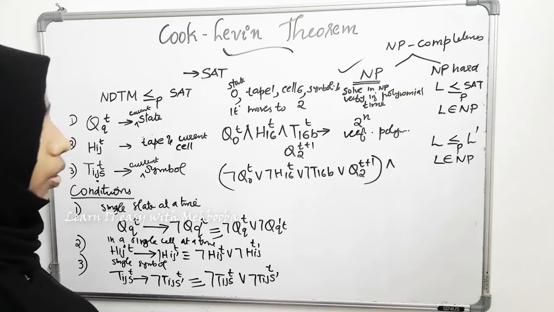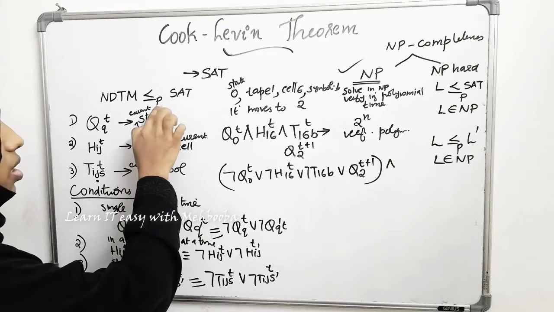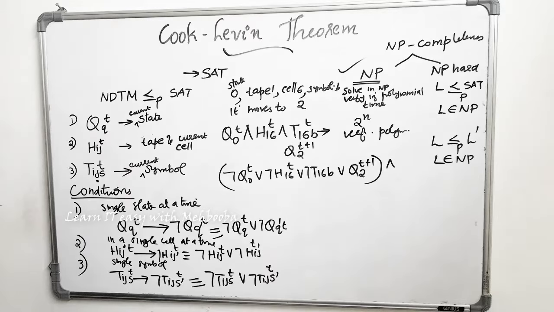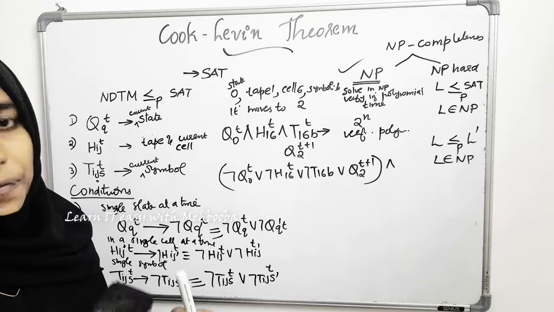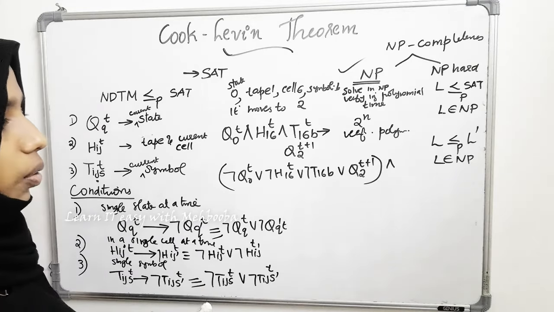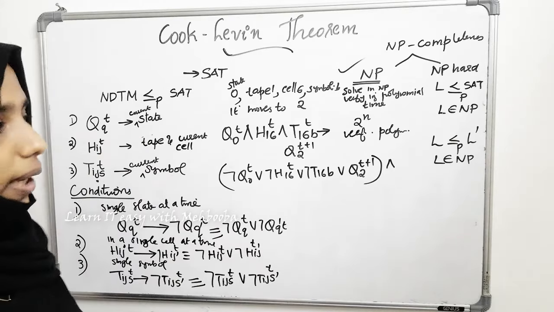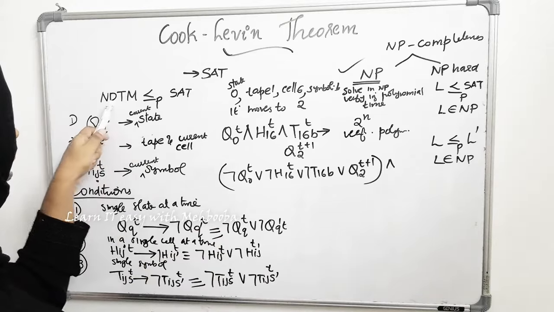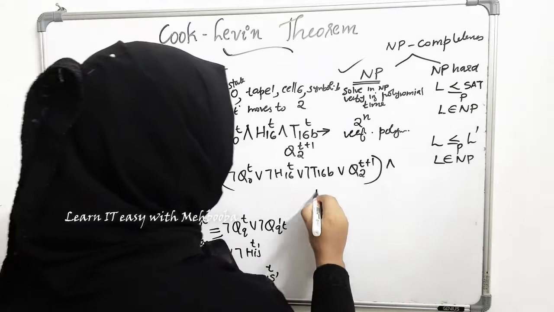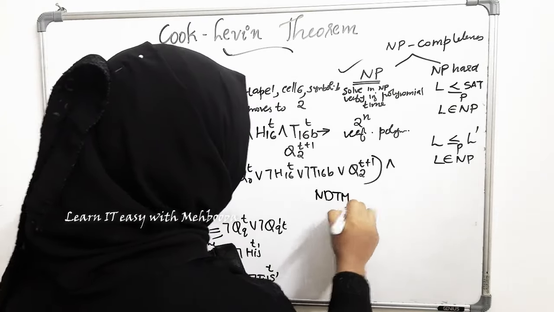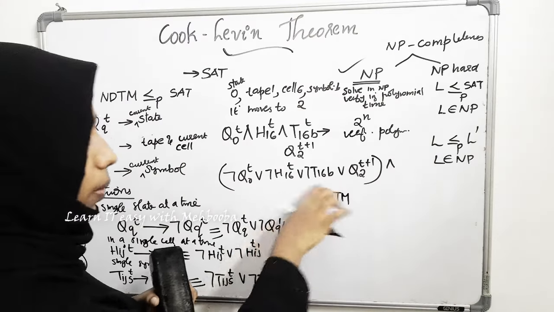Now the next thing is the reduction should be done in polynomial time. See, there can be lots of clauses, but we still have a finite number of states. Okay, so this can still be done in polynomial time. So this reduction can be achieved in polynomial time. Now we have proved that we can convert a non-deterministic Turing machine into SAT, because we reduced the Turing machine into equations of the form conjunctive normal form. Okay.